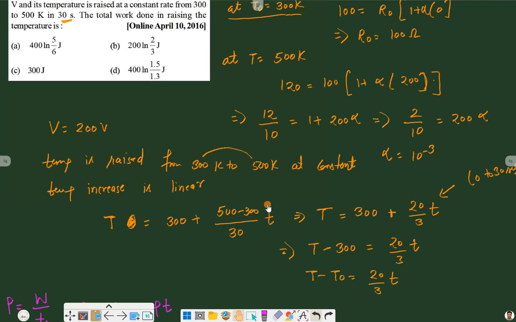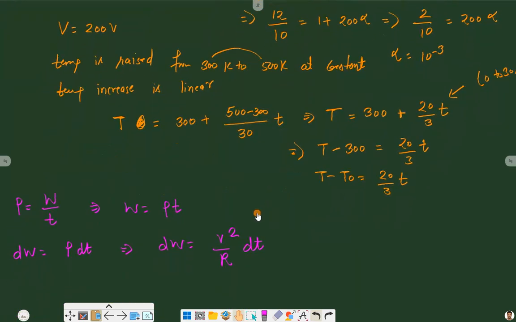Now using this value here, potential is 200 volts. So the integral will be from 0 to 30, as time is varying from 0 to 30 seconds. 200 square divided by 100 into 1 plus, sorry, not 100, 10 raised to power minus 3 into 20t by 3. So that will be the final value of the integral. It will be solved like this.